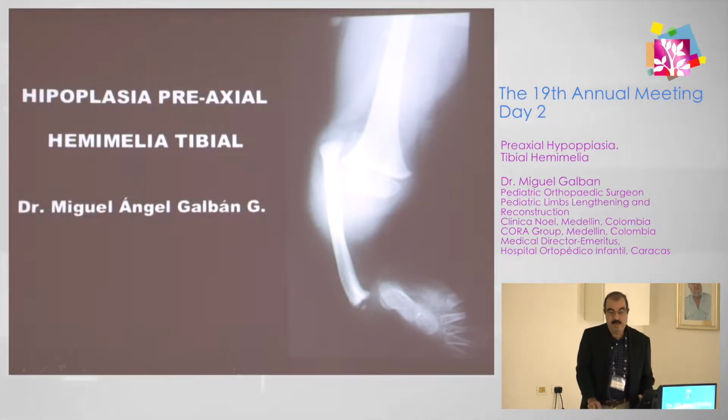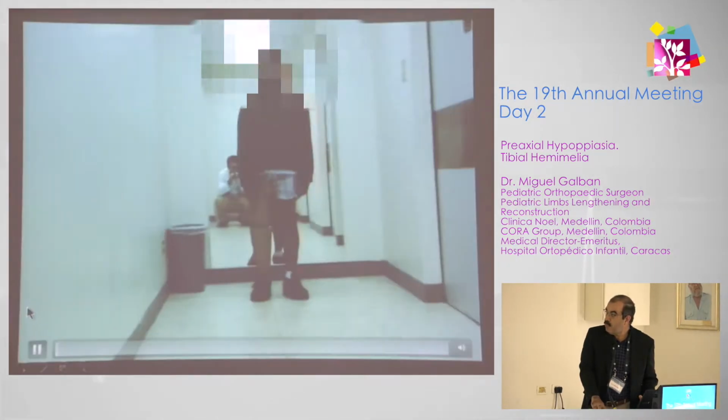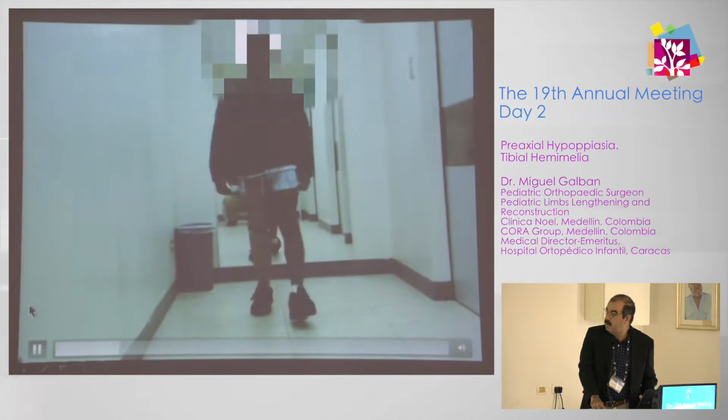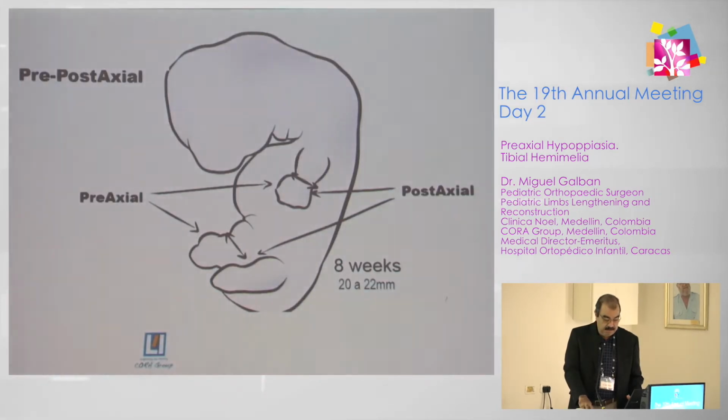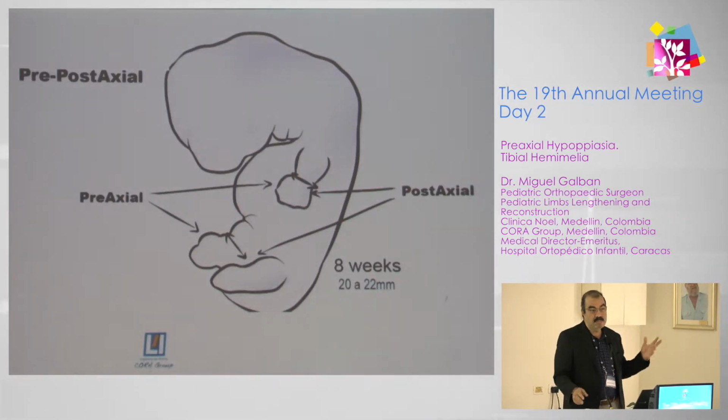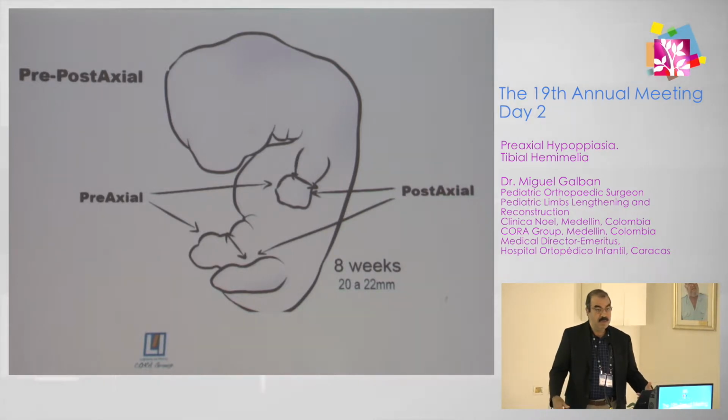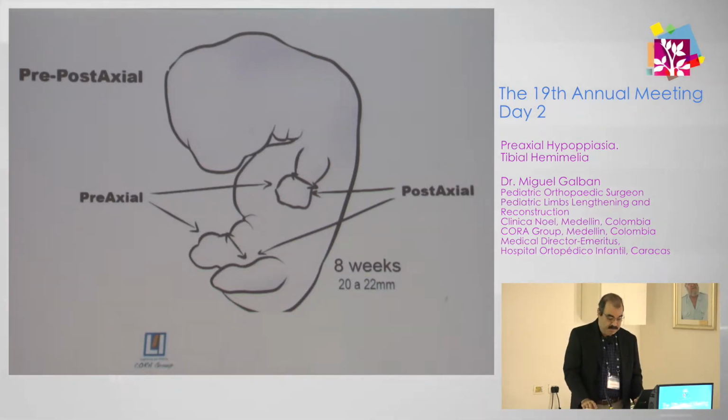Pre-axial hypoplasia. We're going to talk about the pre-axial part. Before, that's the solution I had: the prosthesis, amputation of the knee. About 20 years ago, I had a patient without arms and with pre-axial hypoplasia, agenesis of both tibias. The standard solution was to amputate the knees, but the patient doesn't have arms. I had to do something. I started to look at some solutions.